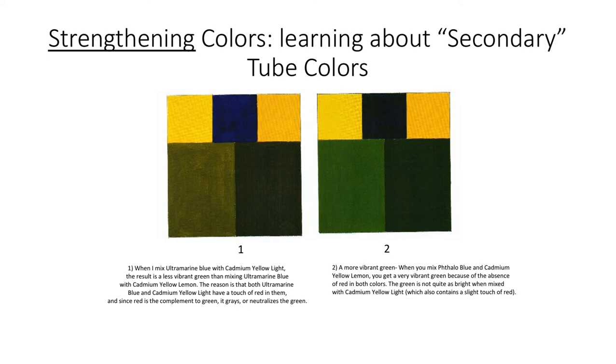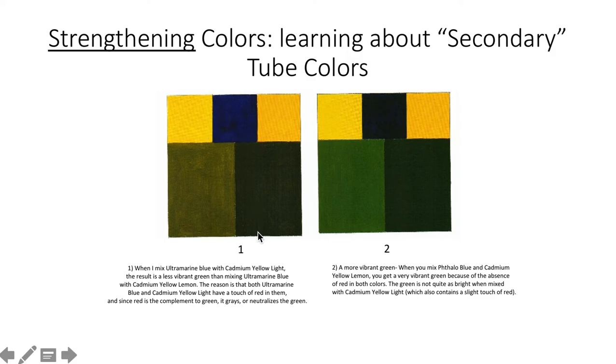So this matters later on as you begin to mix your colors with one another. Over here in these diagrams, you can see different strategies for mixing greens. One is with an ultramarine blue and a cadmium yellow light. And in the second example, where I get a brighter green, I'm mixing different colors that simply work out to get that green a little better. When I mix ultramarine blue with cadmium yellow light, the result is a less vibrant green than if I mixed ultramarine blue with cadmium lemon.